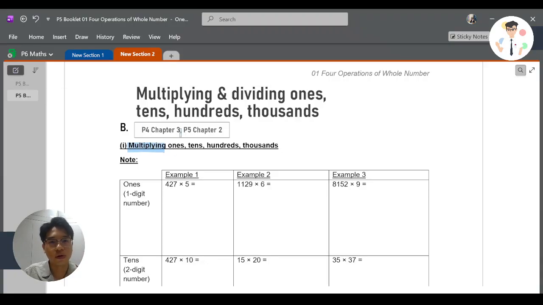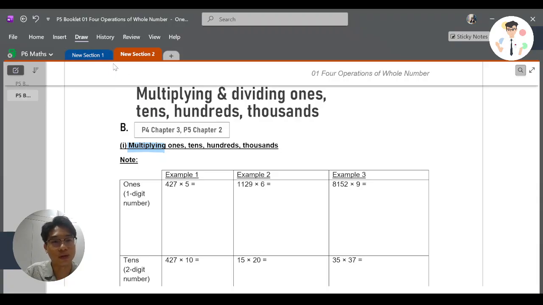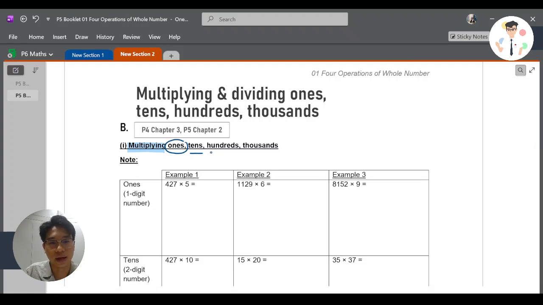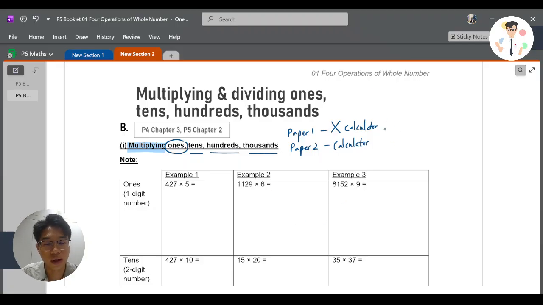I believe from P4 in chapter 3, you have learned how to multiply the one-digit number, like the ones. Today we'll do a quick revision on that, and we'll move on to the tens, the hundreds, and the thousands. Mastering this is very important because in the math exam we have paper 1 and paper 2. In paper 2 you can use a calculator, but in paper 1 you are not allowed to use a calculator. That's why this kind of question can appear in paper 1, and you need to learn the basic skills of calculating it without a calculator.